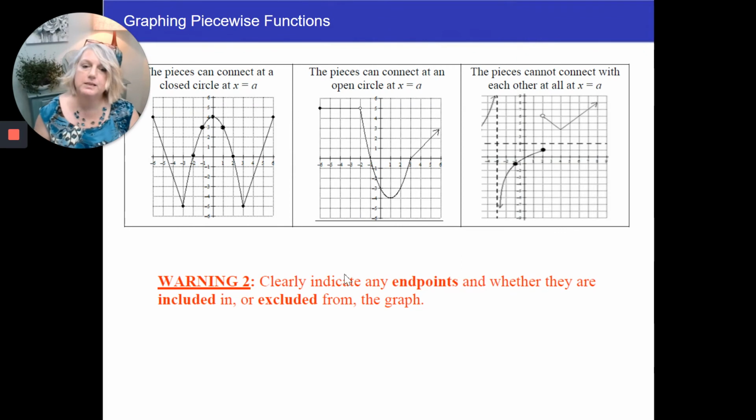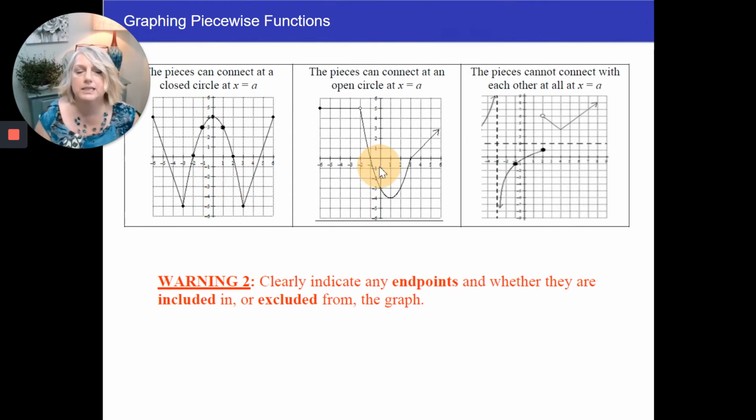Now, how do the pieces connect? The pieces could connect so that you are continuous. So here's an example where you have a line, a parabola, and a line, and they connect at a closed circle. So it's a continuous function. So you have different pieces, but the pieces nicely connect together.